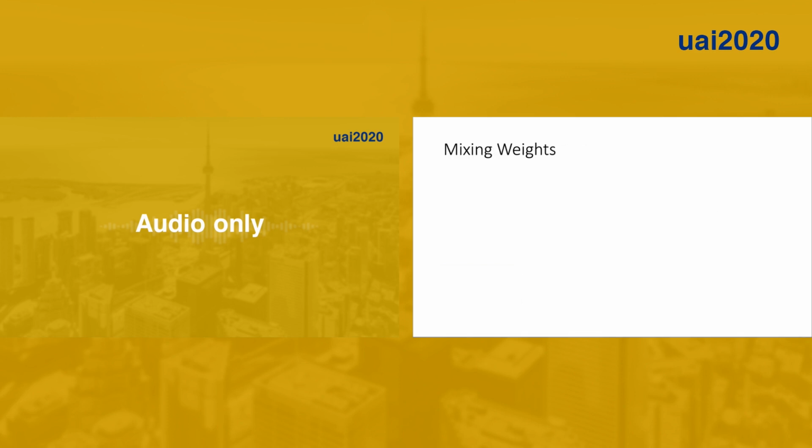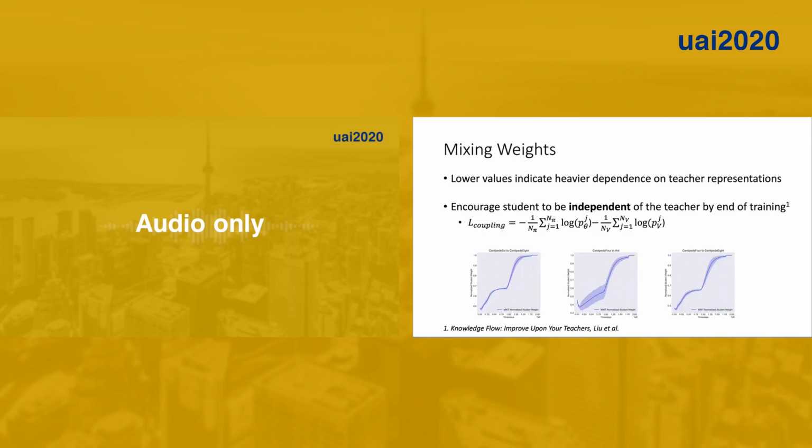Crucial to this knowledge transfer are the mixing weights. Lower values indicate a heavier dependence on teacher representations, which implies that the teacher knowledge is useful for achieving the target task. Although the student can rely on the teacher during training, we utilize a coupling loss that forces the student to be independent of the teacher by the end of training.